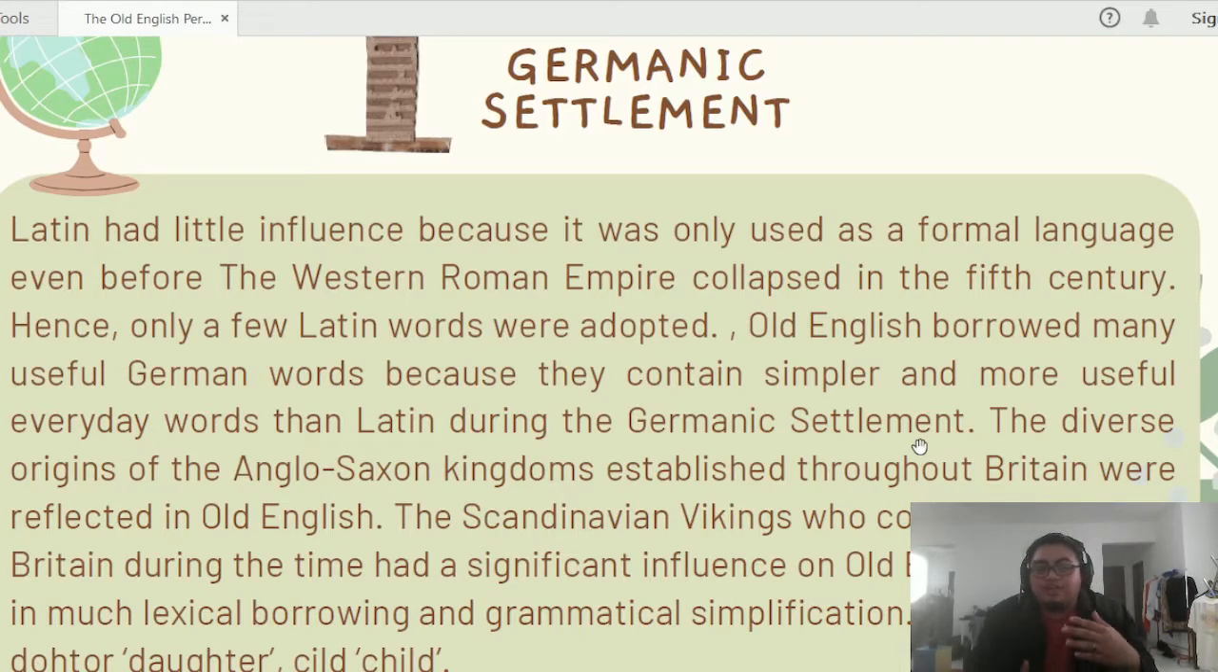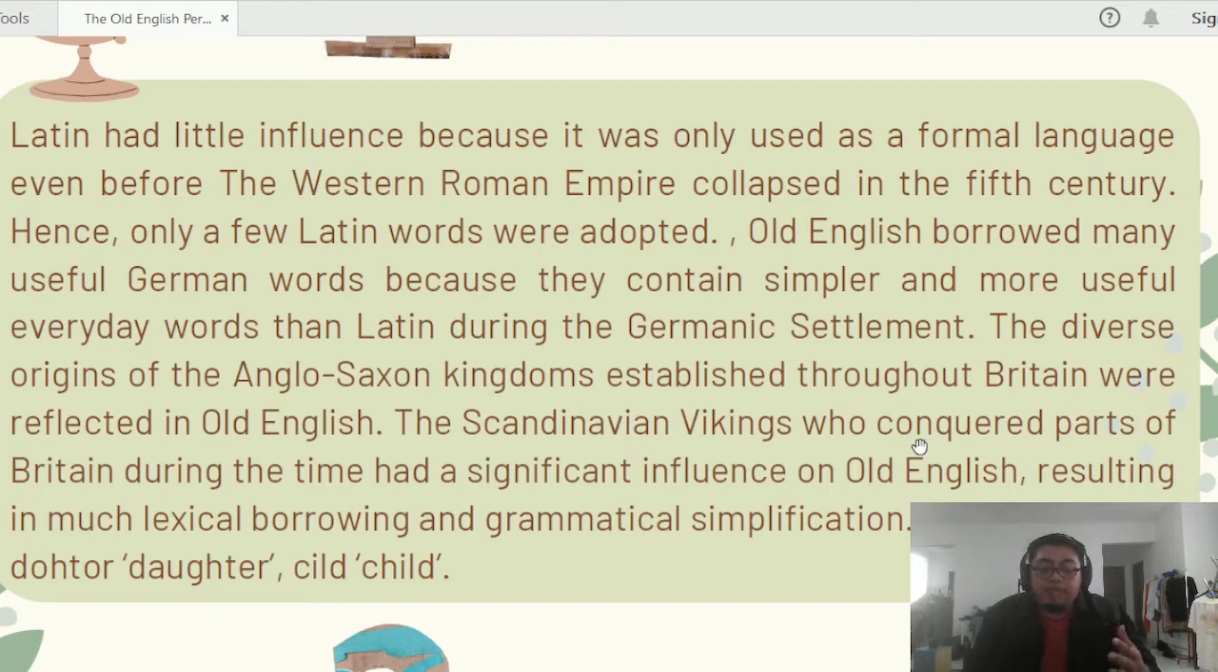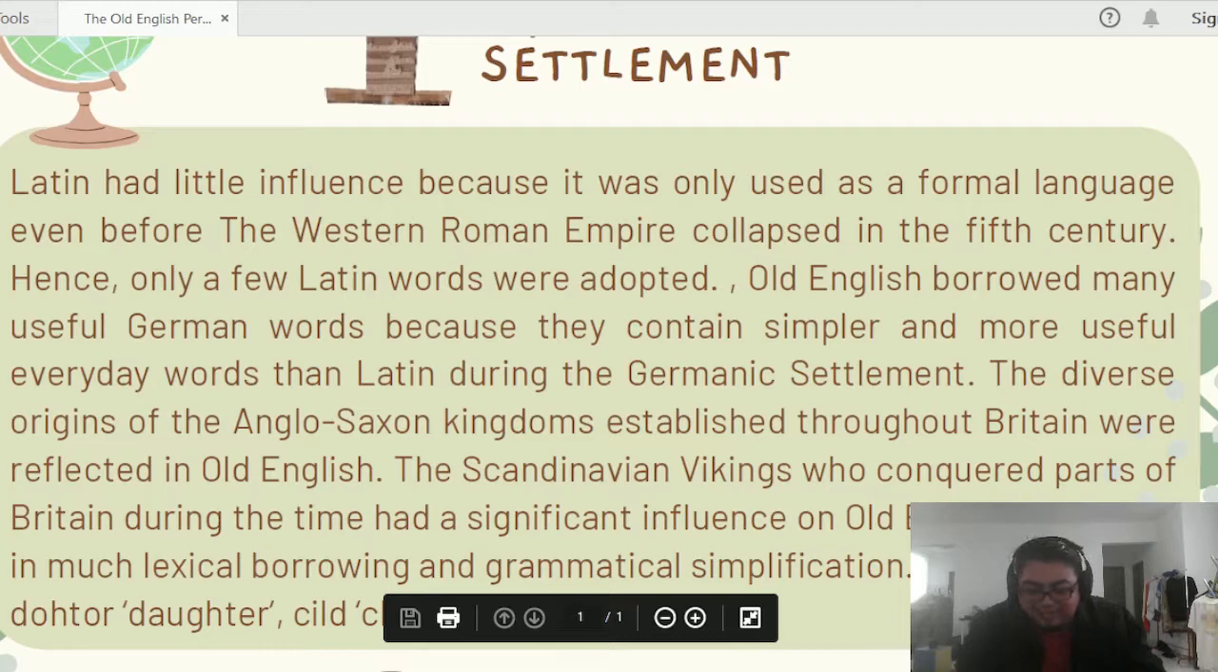The Scandinavian Vikings who conquered parts of Britain during the time had a significant influence on Old English, resulting in much lexical borrowing and grammatical simplification. For example, Old English "man", which had two n's, was simplified into "man". Old English "dohter" is what we now call daughter, and "cild" is now child. Okay, let me break down more of this in this presentation.